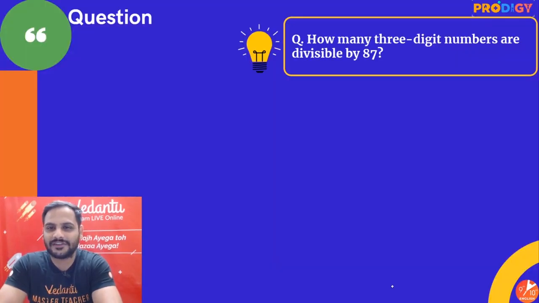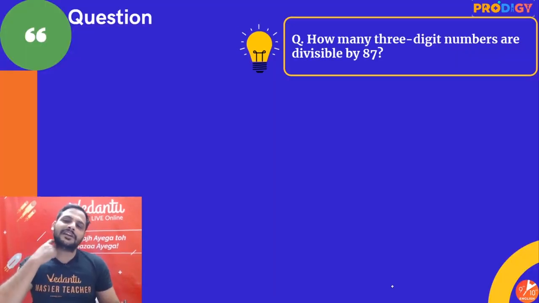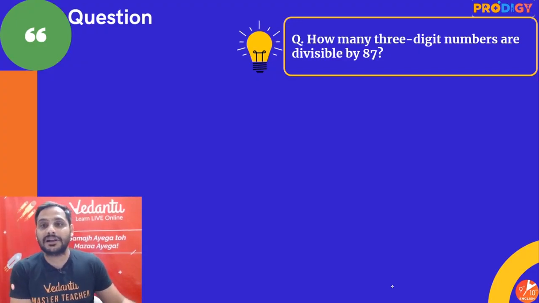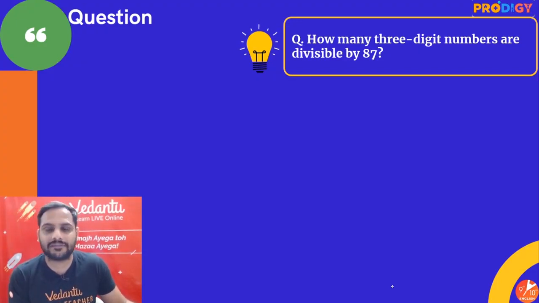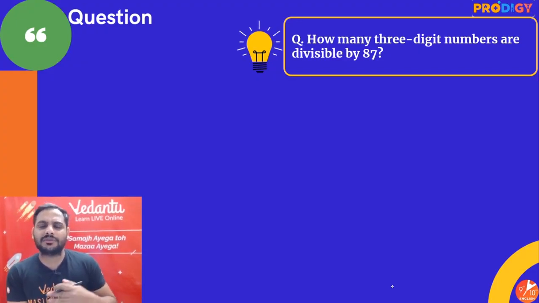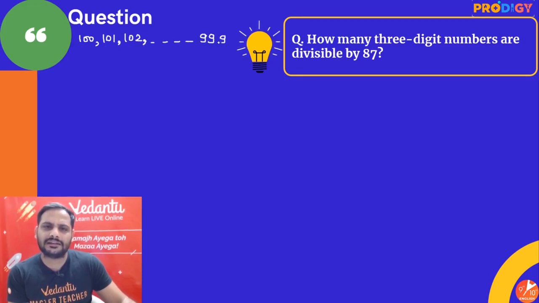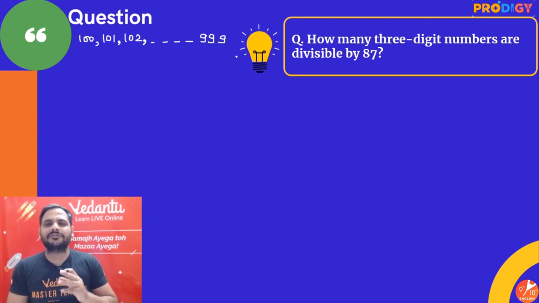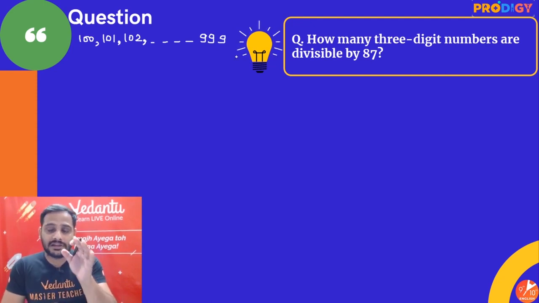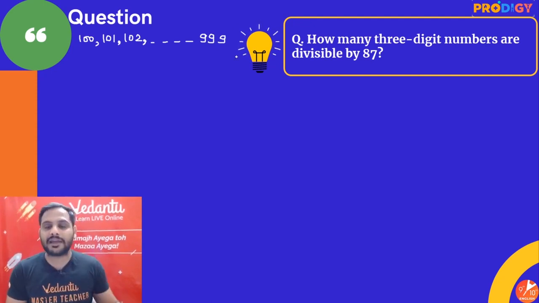Let's move to the next question. How many 3-digit numbers are divisible by 87? Now here they have asked about 3-digit numbers. We know 3-digit numbers start from 100, 101, 102 and go up to 999. Now which is the first number which will be 3-digit and divisible by 87?